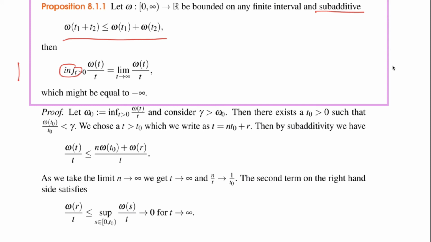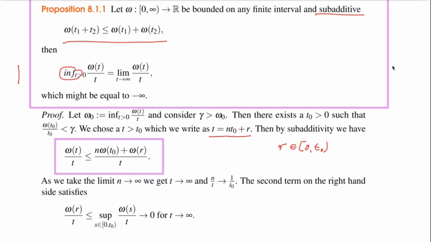And now we choose a time which is bigger than this t0, which we write as n t0 plus a little rest. So we piece it together of so many t0 bits, and then we have a little rest r, which means r is between 0 and t0, excluded. Now by sub-additivity, we can split up the time as t0 plus t0 plus t0 and so on, plus r, and then we get this relation right here, where omega of t divided by t can be estimated by n omega t0 plus omega r, divided by t.